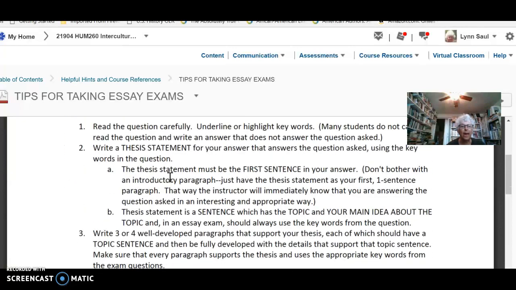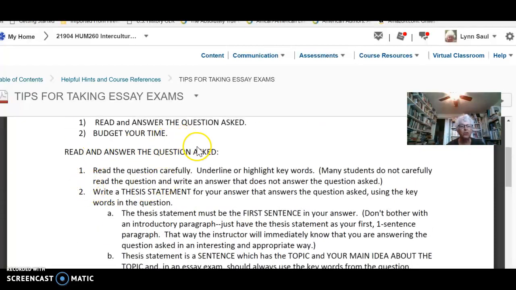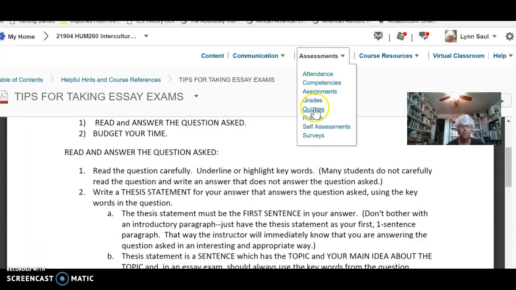So let's look at read and answer the question asked. The first thing is to read the question carefully, underline or highlight key words. So let's take a look at the exam.